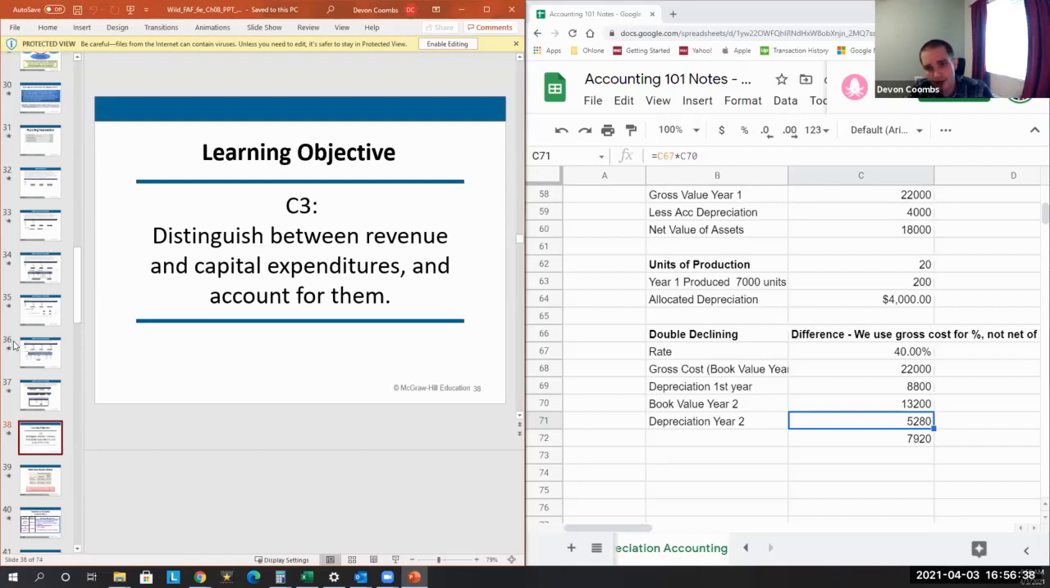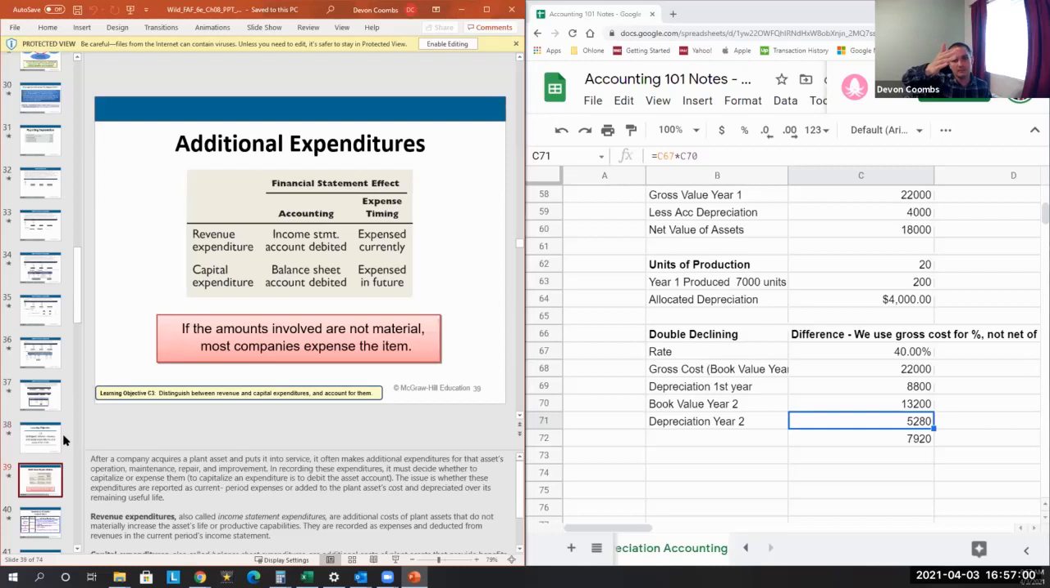So now we've covered the acquisition of the asset and how to depreciate that asset under 3 methodologies: the straight line, the units of production, and the double declining methods. Now we have to distinguish between revenues and capital expenditures. What do we mean by that? What is going to be on our balance sheet versus what's going to be on our income statement?